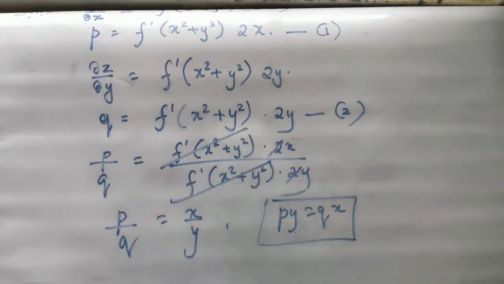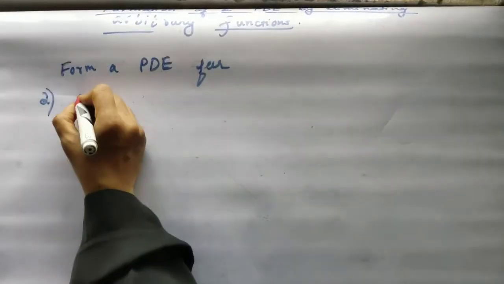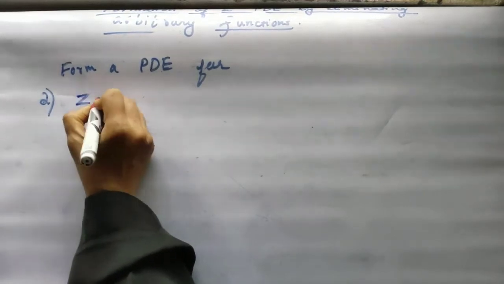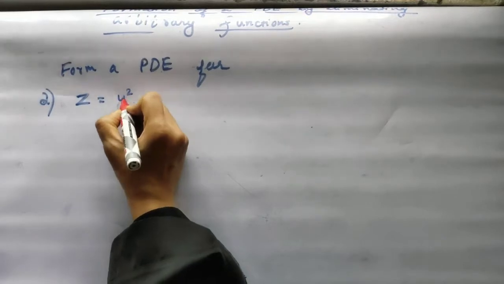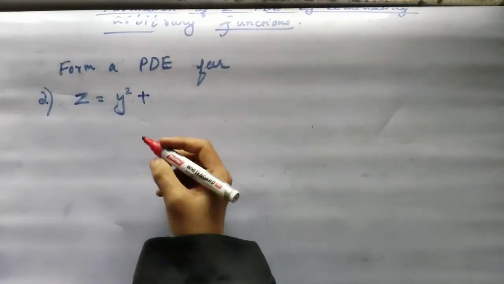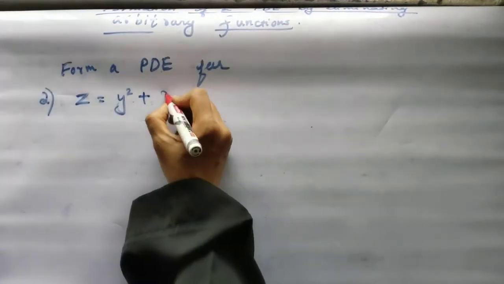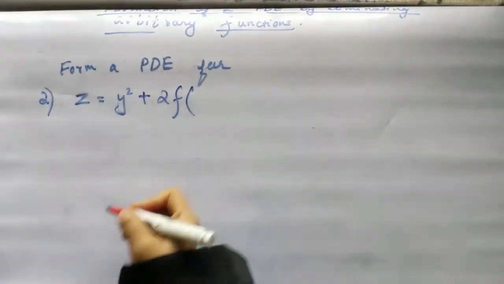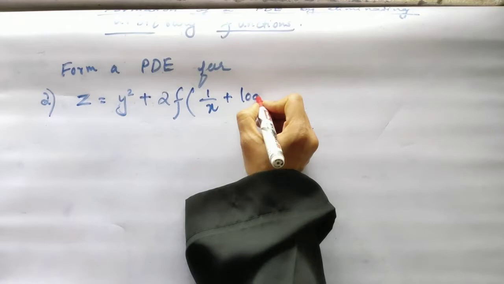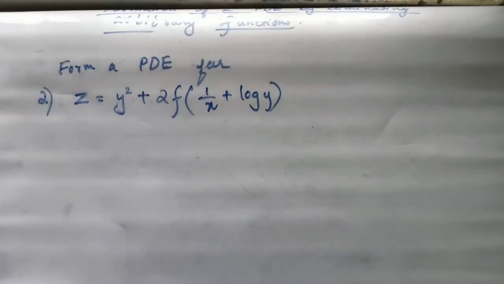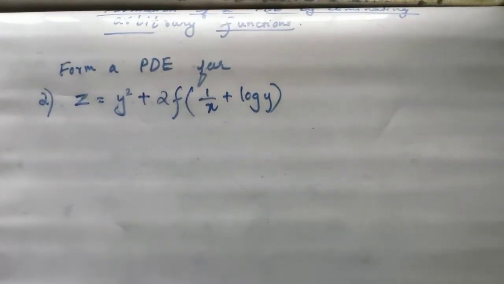Okay, now let's move on to the next problem. So let's continue with one more problem. Z is equal to y square plus 2 times f of 1 by x plus log y. So as usual, let's work for dou z by dou x and dou z by dou y.